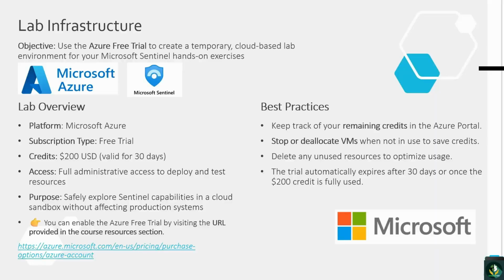Before we begin building our Sentinel environment, here is your lab infrastructure, your Azure free trial. If you don't already have an active subscription, you can create a new Microsoft Azure free trial account, which can give you $200 worth of credits for 30 days. This is more than enough for everything we will be doing in this training, from creating virtual machines to deploying and testing Sentinel. Once your trial account is active, you will have full administrative access to Azure services.